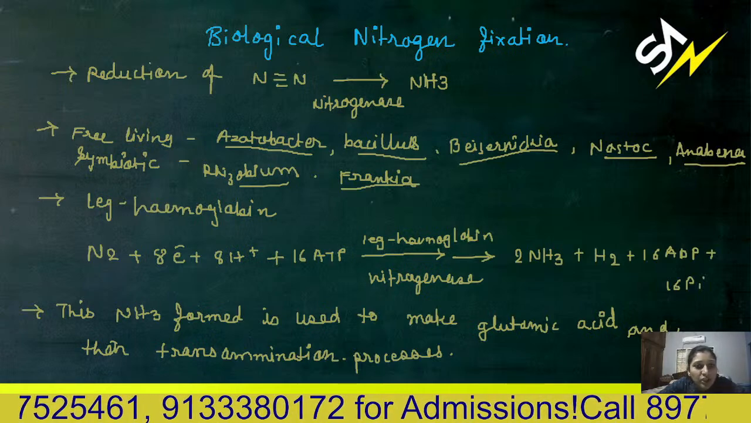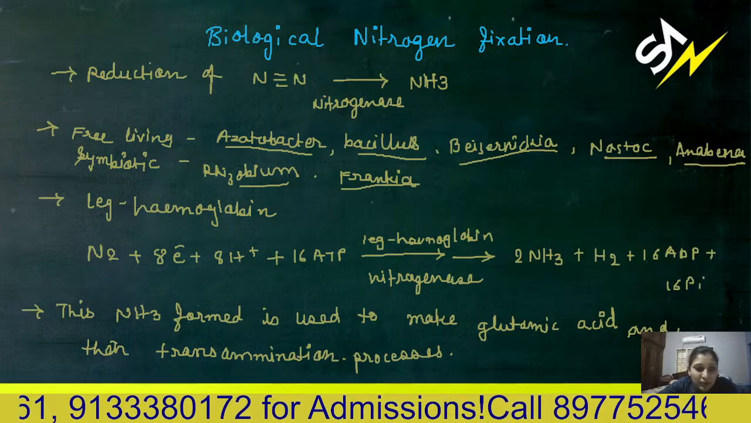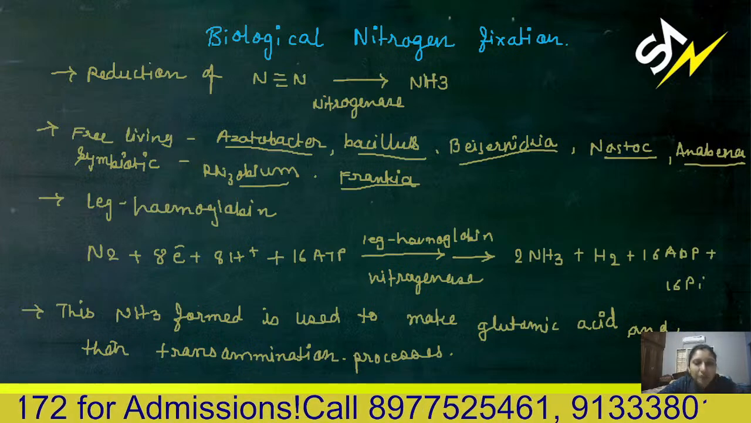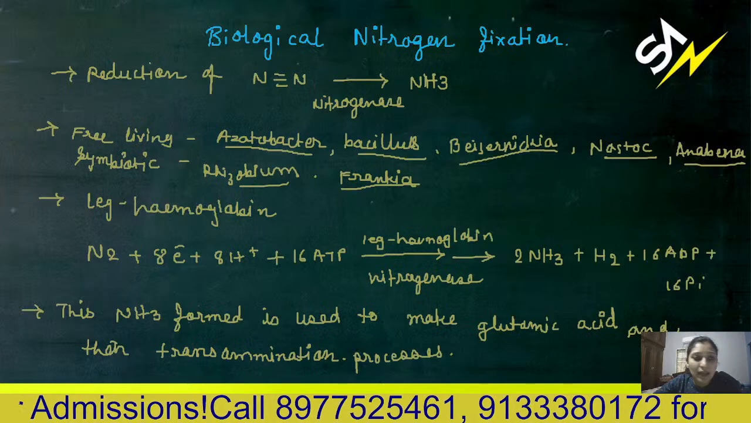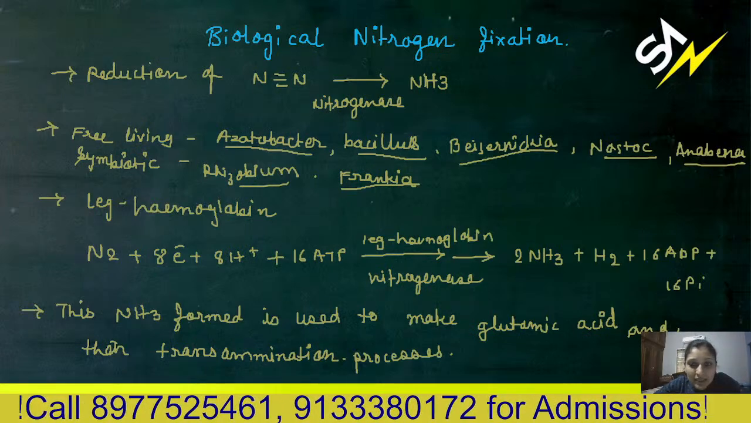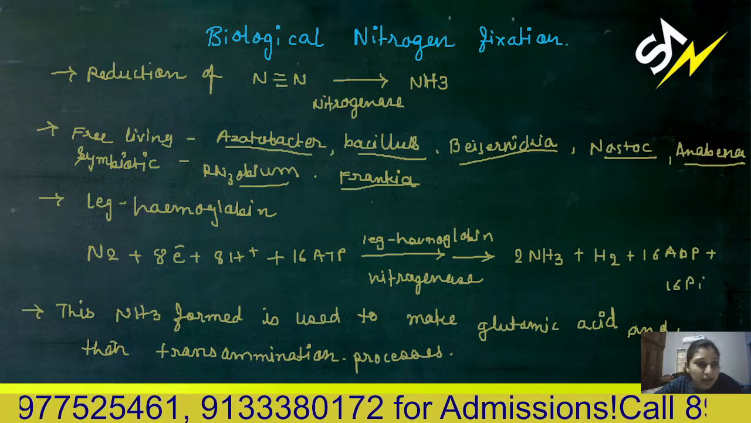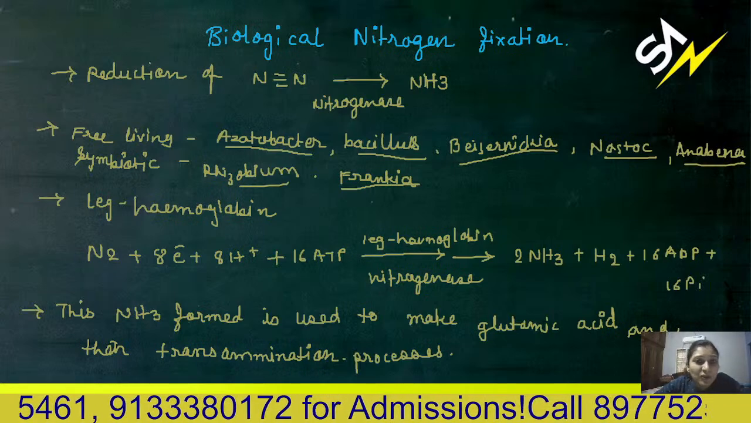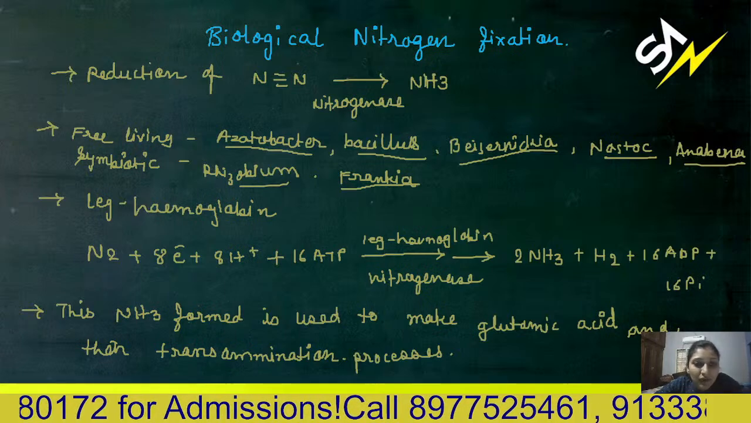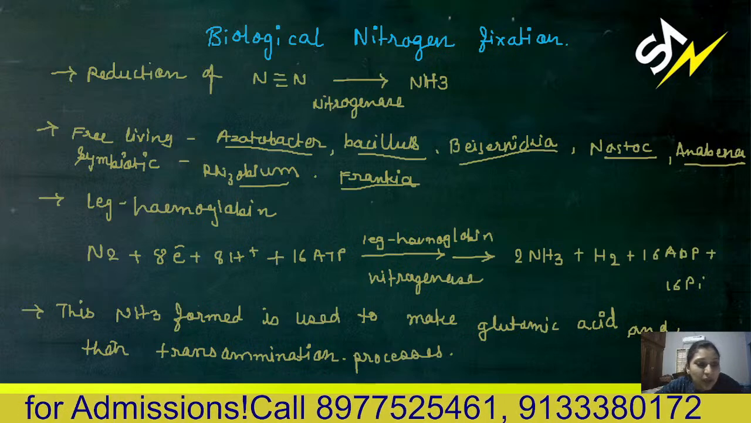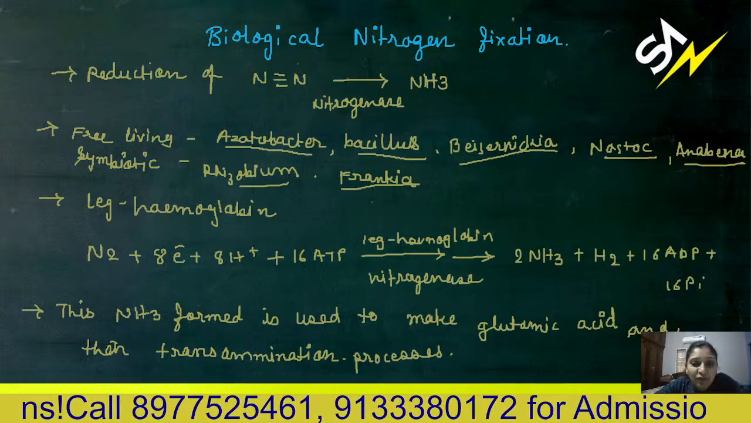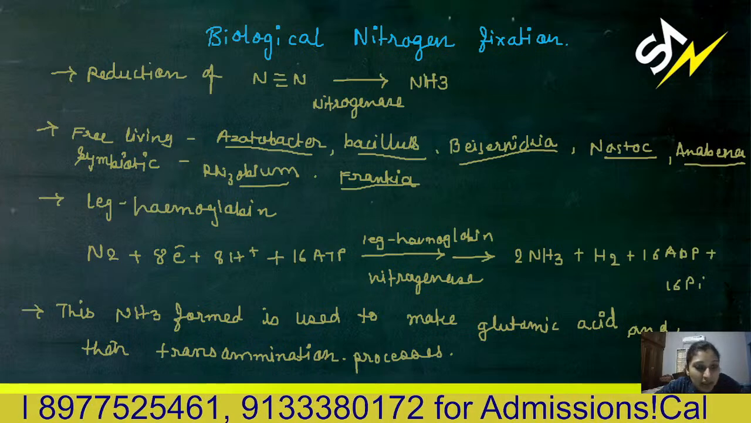So the reduction of atmospheric nitrogen occurs by the nitrogenase enzyme to ammonia. The first fixation product is ammonia. Free living organisms like Azotobacter, Bacillus, Beijerinckia, Nostoc, and Anabaena can fix nitrogen. In symbiosis, Rhizobium and Frankia: Rhizobium is a leguminous symbiont, and Frankia is a non-leguminous symbiont.